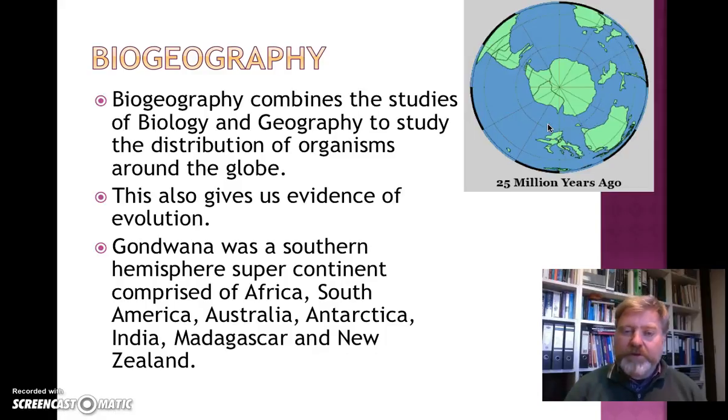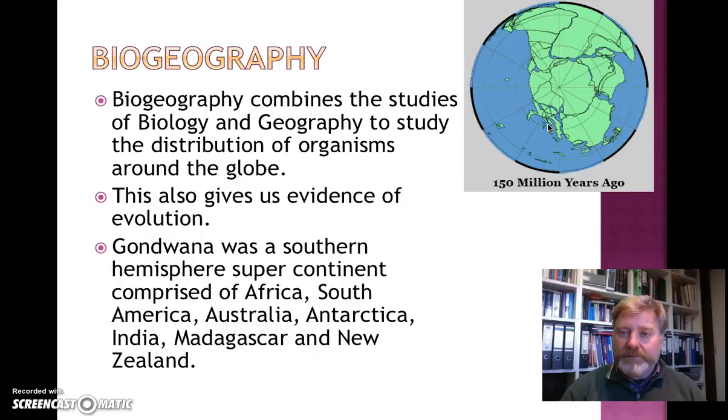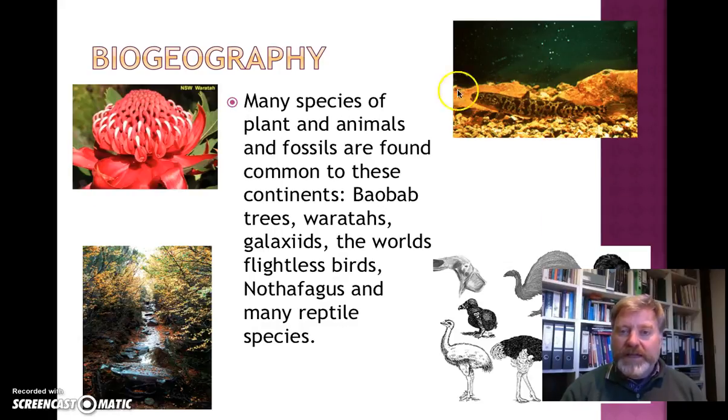But we can find fossils that are common to all those countries, and even extant animals and plants that are common. So the galaxiids, these wonderful fish here that live in Australian waters, are found across Gondwana islands. The waratah is also a symbol of Southern Africa, as well as, of course, New South Wales floral emblem, and found in New Zealand. These beautiful trees here called Nothofagus are in the fossil beds of Antarctica, and of course all the flightless birds are only found in the southern hemisphere and only live on the southern hemisphere's continents.